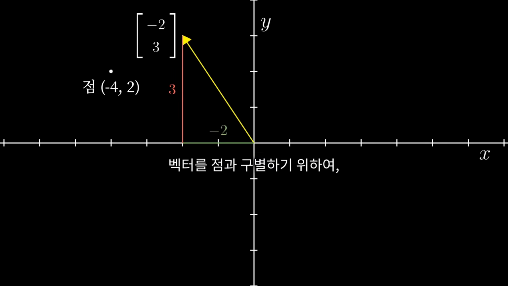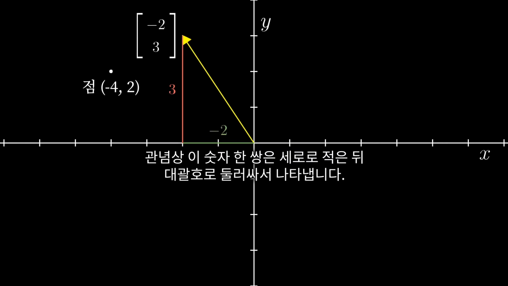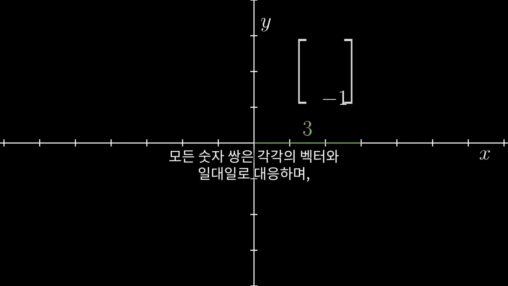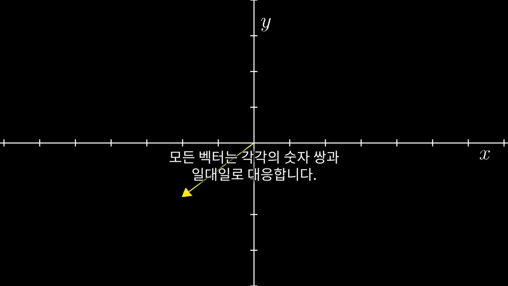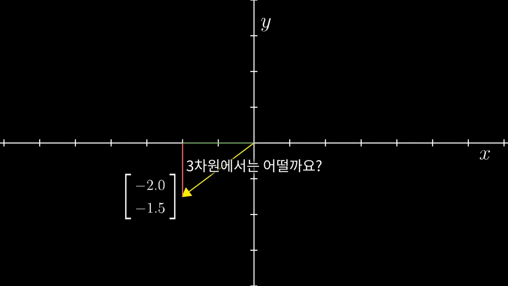To distinguish vectors from points, the convention is to write this pair of numbers vertically, with square brackets around them. Every pair of numbers gives you one and only one vector, and every vector is associated with one and only one pair of numbers. What about in 3 dimensions?